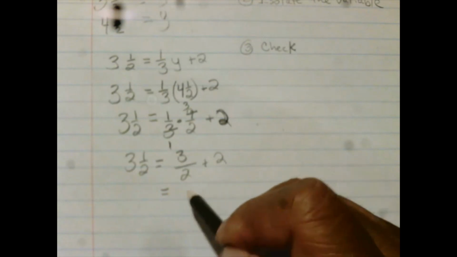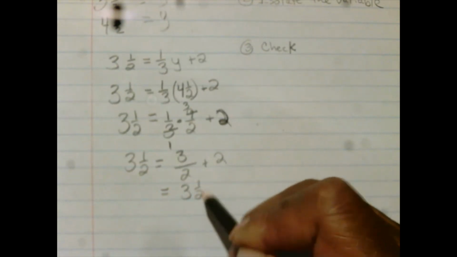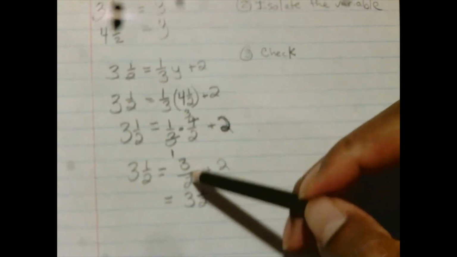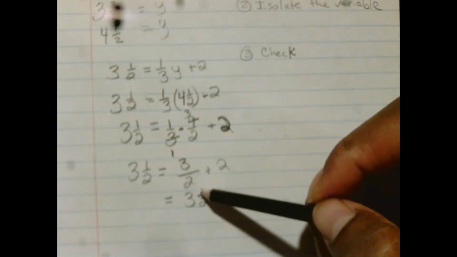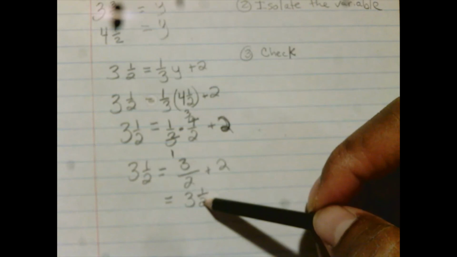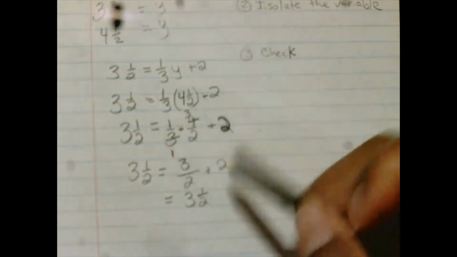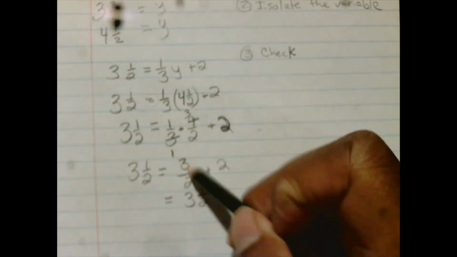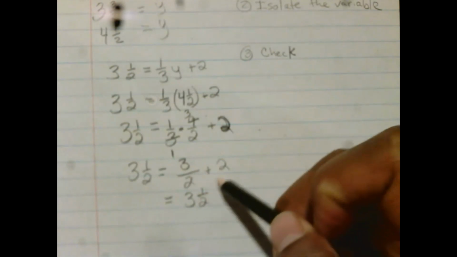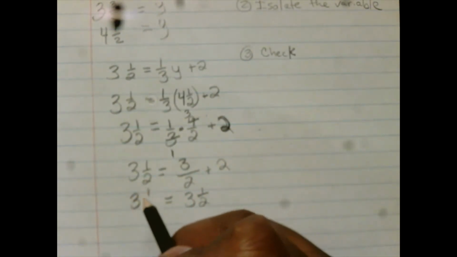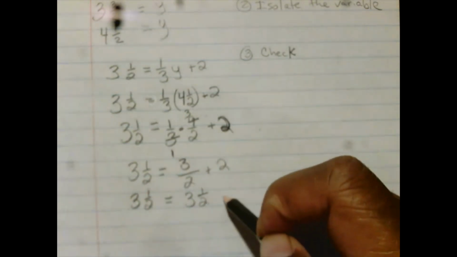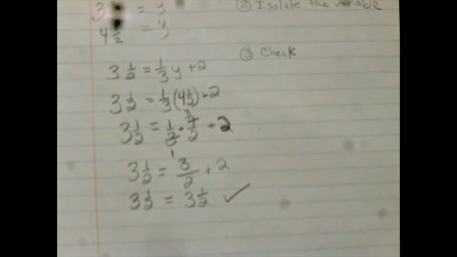This is 1 1/2. So 1 1/2 plus 2 is 3 1/2. Remember, how many times does 2 go into 3? 1 time with a remainder of 1. So that's where we get 1 1/2. And when we add that 2 to 1 1/2, we get 3 1/2. And we have 3 1/2 over here. Left side equals the right side, so we know that we're good.